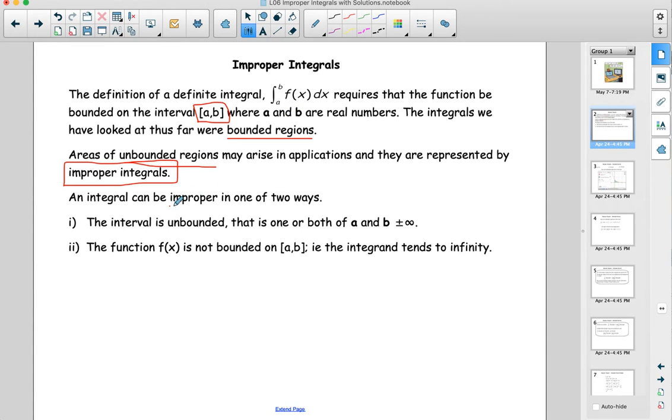Now, an integral can be improper one of two ways. One is the interval is unbounded, so we're going to make the bounds of integration either positive or negative infinity, one or more or both of them. When you do that, that's called an improper integral. It might also be an improper integral because it might not be bounded on a, b, which means you've got a vertical asymptote happening in there. If there's a vertical asymptote happening in there, then the integrand might tend to infinity. It might not.